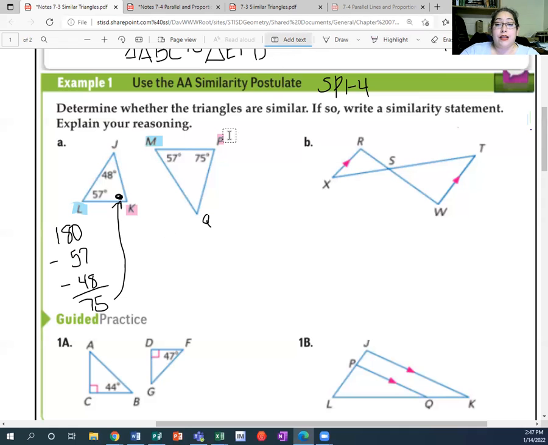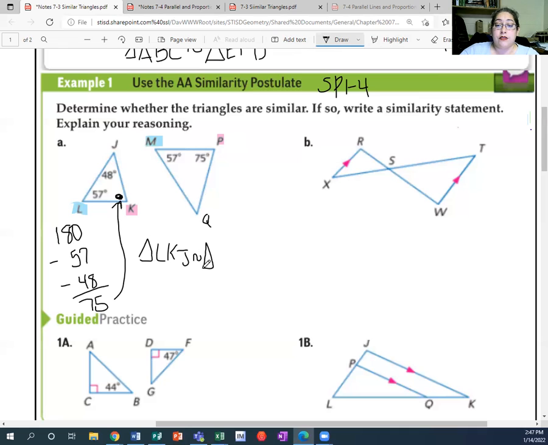All right, let's write the triangle similarity statement. I'm going to write the name of the triangle on the left first, and I'm not going to care what order I write the letters in. I'm just going to put them in whatever order I want. I'm going to write the similarity symbol.